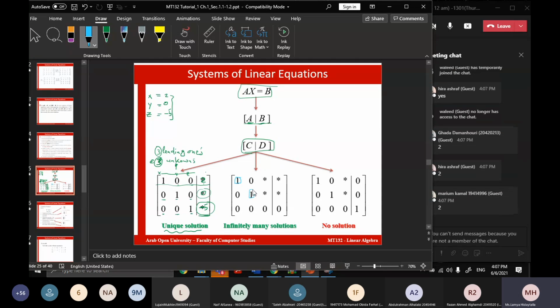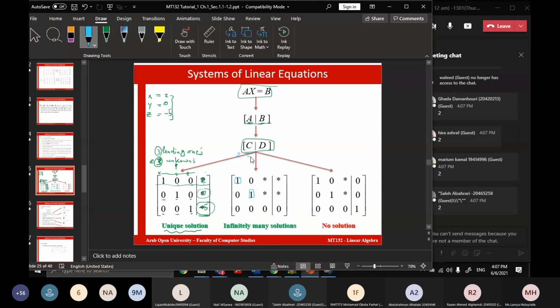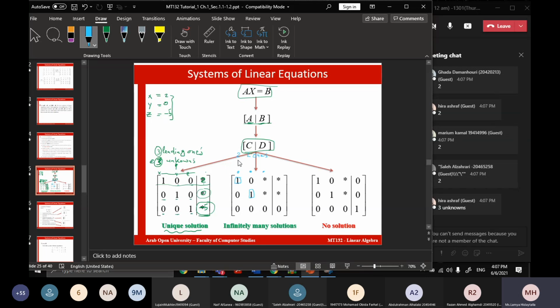1 2. So I have 2 leading ones. Okay, and how many unknowns do I have? 1, 2, 3, the number of columns. I have 3 unknowns. So what does this case have? A number of leading ones less than the number of unknowns. Okay, leading ones less than unknowns.